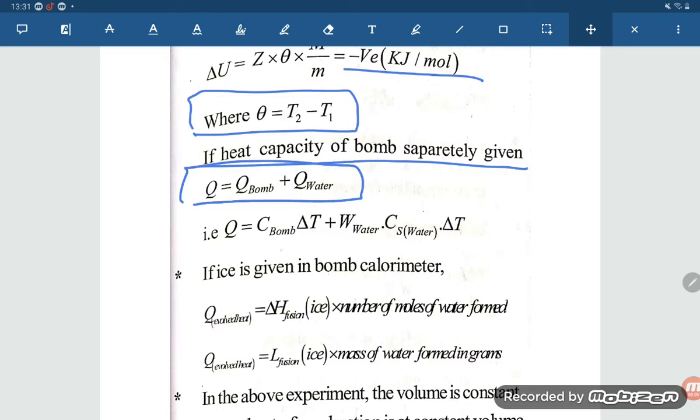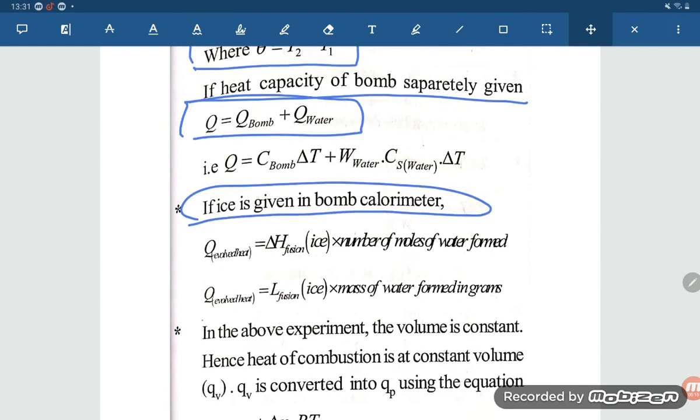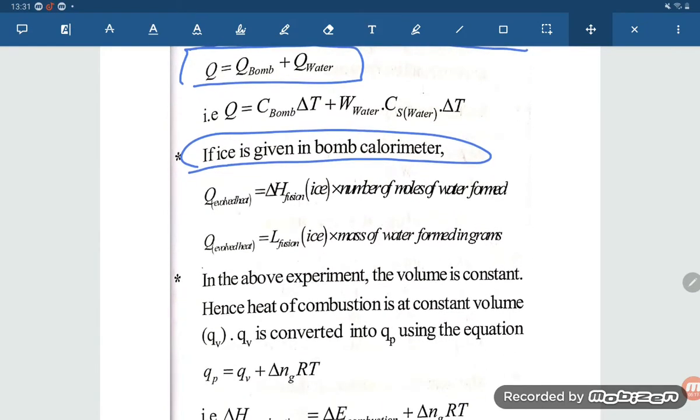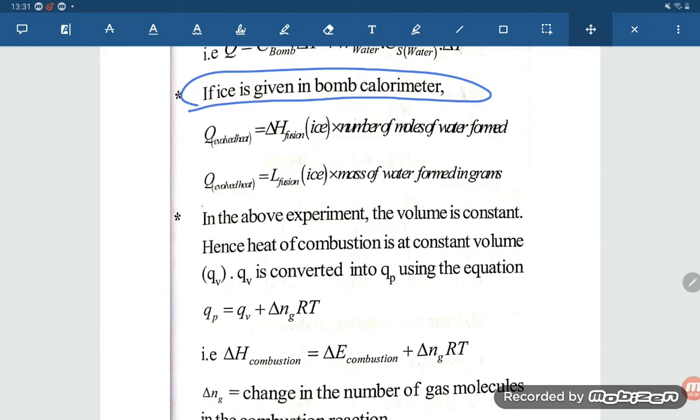If the heat capacity of the bomb is separately given, then Q is equal to Q bomb plus Q water. So Q is equal to C bomb delta T plus W water into C_s water delta T. If ice is given in the bomb calorimeter, Q equivalent is equal to delta H fusion of ice into the number of moles of water. Q equivalent is equal to L fusion of ice into the mass of water formed in grams.